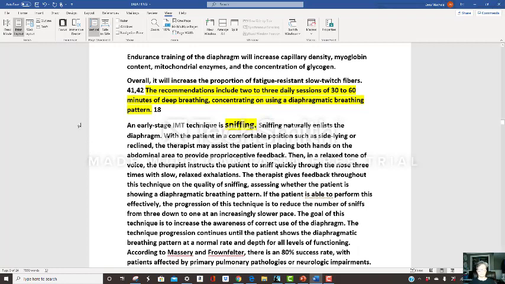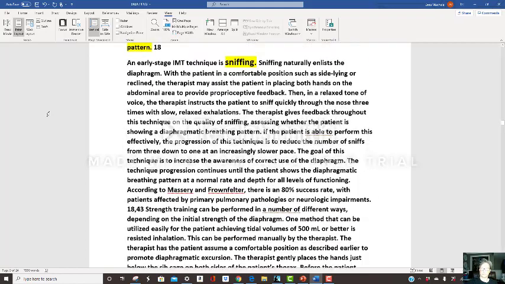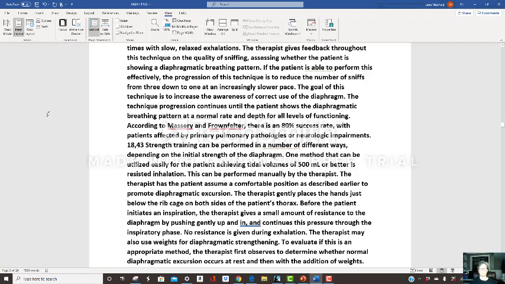Then, in a relaxed tone of voice, the therapist instructs the patient to sniff quickly through the nose 3 times with slow, relaxed exhalations. The therapist gives feedback throughout this technique on the quality of sniffing, assessing whether the patient is showing a diaphragmatic breathing pattern. If the patient is able to perform this effectively, the progression of this technique is to reduce the number of sniffs from 3 down to 1 at an increasingly slower pace. The goal of this technique is to increase the awareness of correct use of the diaphragm.